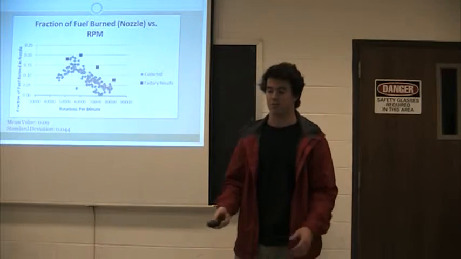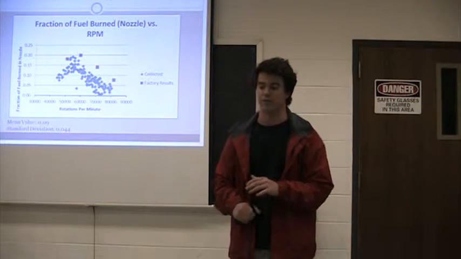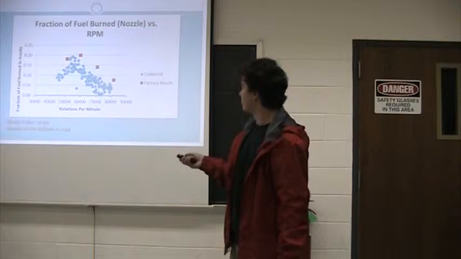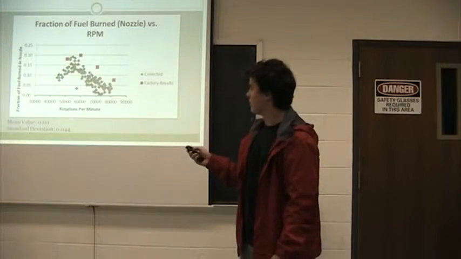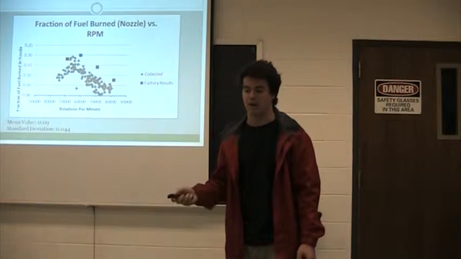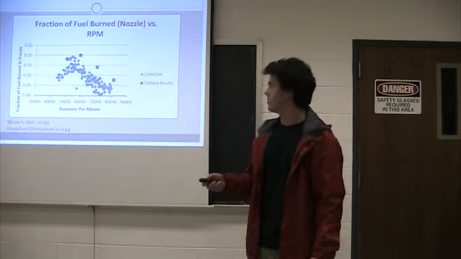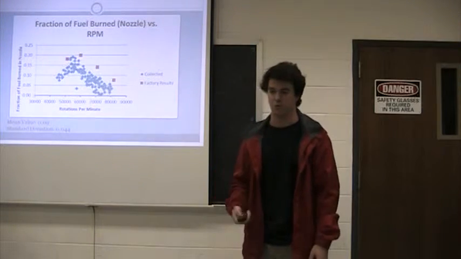Onto the fraction of fuel burned in the nozzle. This is what I thought was interesting. It shows that we have an increase in the fraction of fuel burned at the nozzle from 40,000 to 60,000, then again it drops off. Unlike what I expected, it to rise as the RPMs rose, because of the high temperature and high pressure coming out of that nozzle, I expected more fuel to be burned.